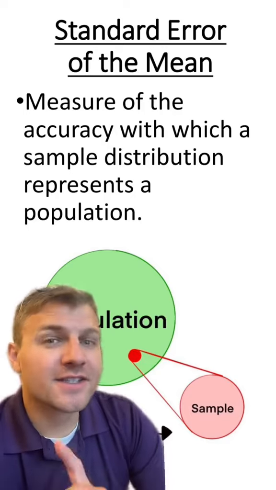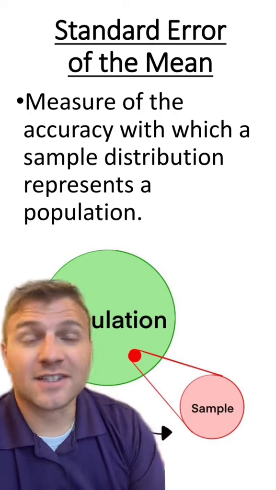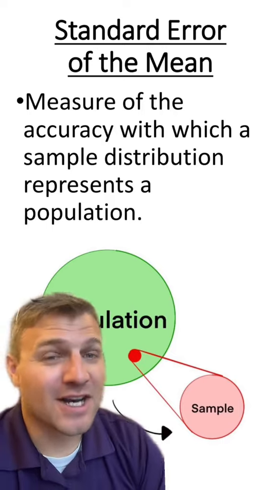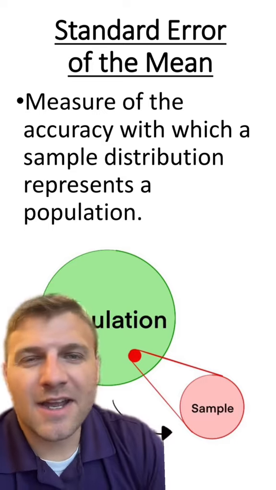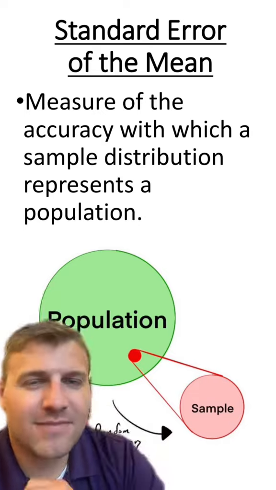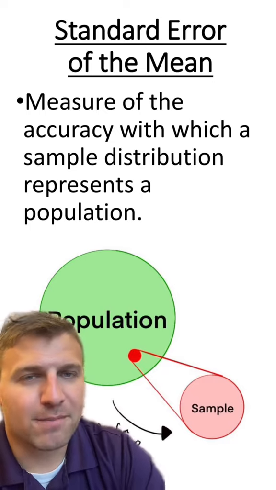Let's go over something called standard error of the mean. Before I begin, I'm using this in the context of AP Biology. I realize I'm not a stats teacher and I'm just trying to make this easy for my AP Bio students. Standard error of the mean is also known as just standard error. This is the measure of the accuracy with which a sample distribution represents a population.